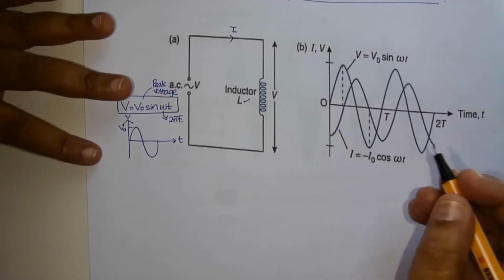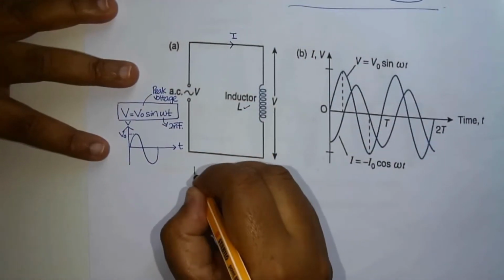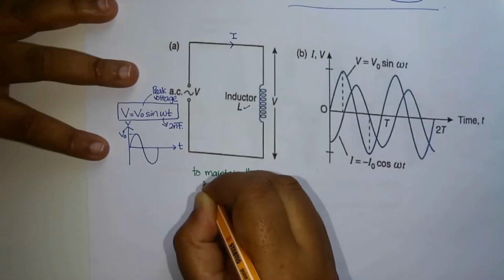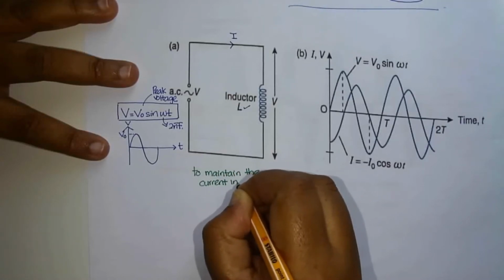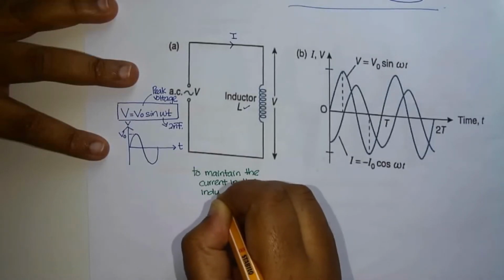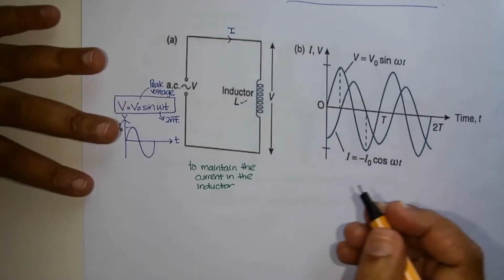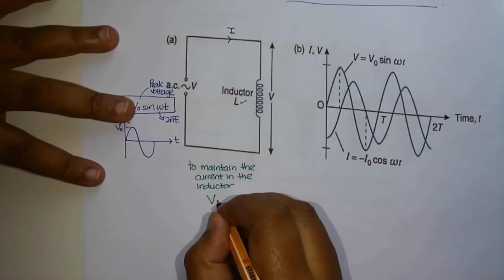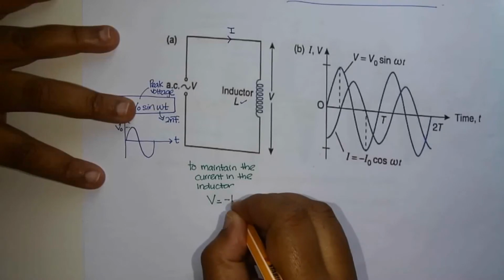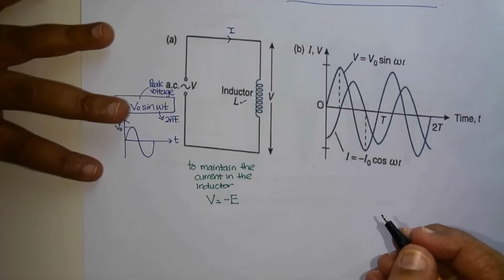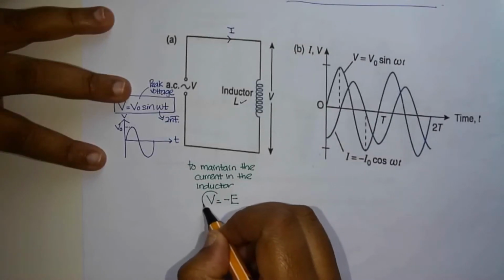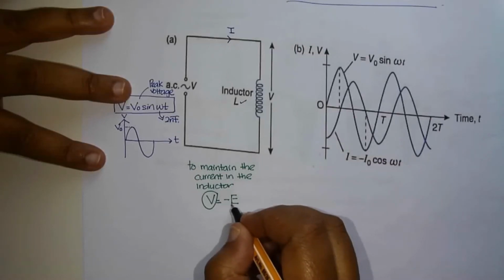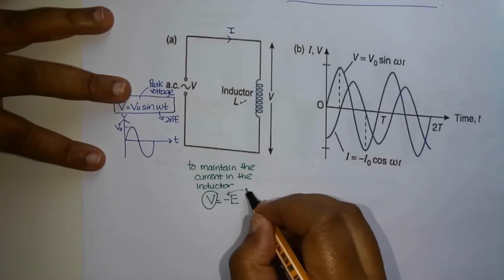The concept comes from this: to maintain the current in the inductor, the voltage across the inductor provided by the AC, which is V, must equal the back EMF, which is negative E. To maintain the current in the inductor, the voltage provided by the AC supply must be equal to the back EMF, but in the opposite direction. That's why you have the negative sign for the opposite direction.